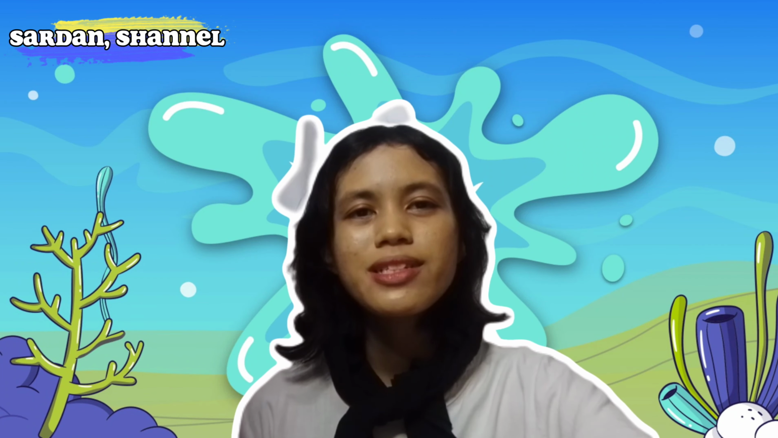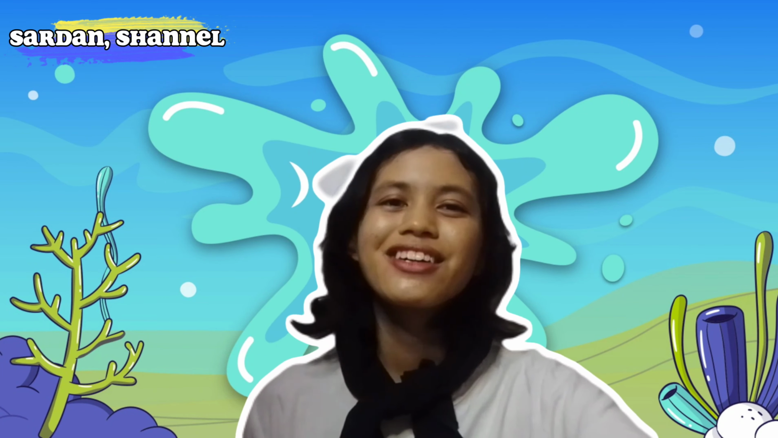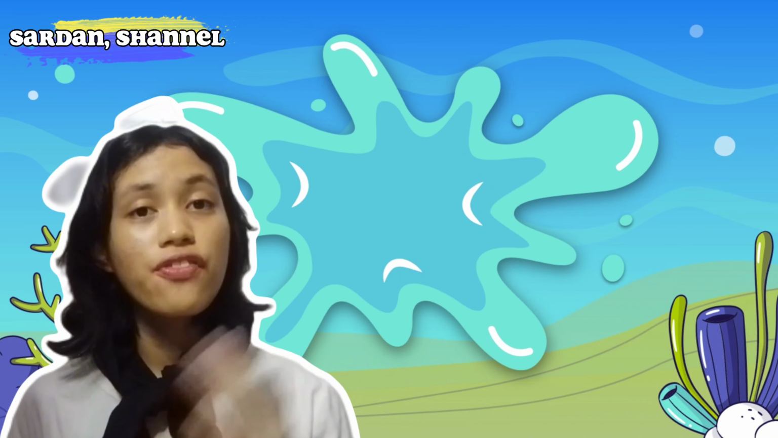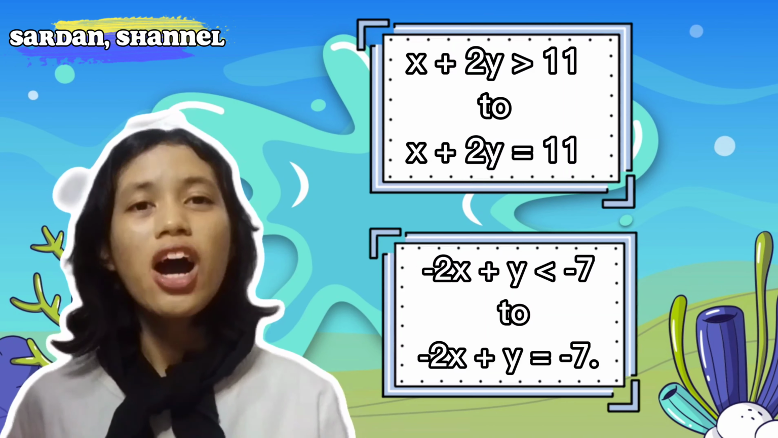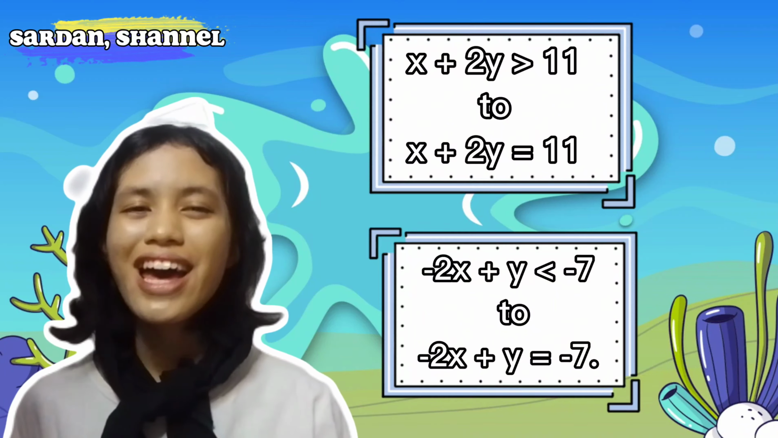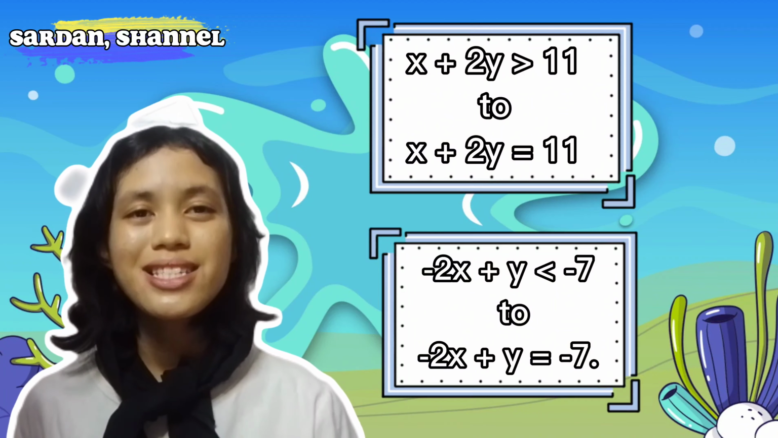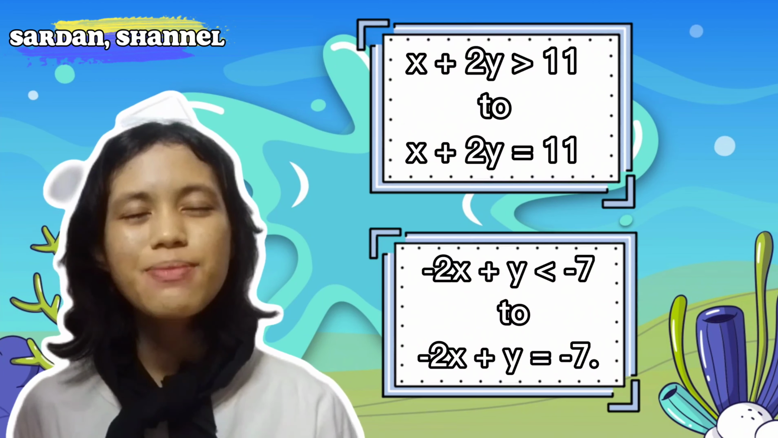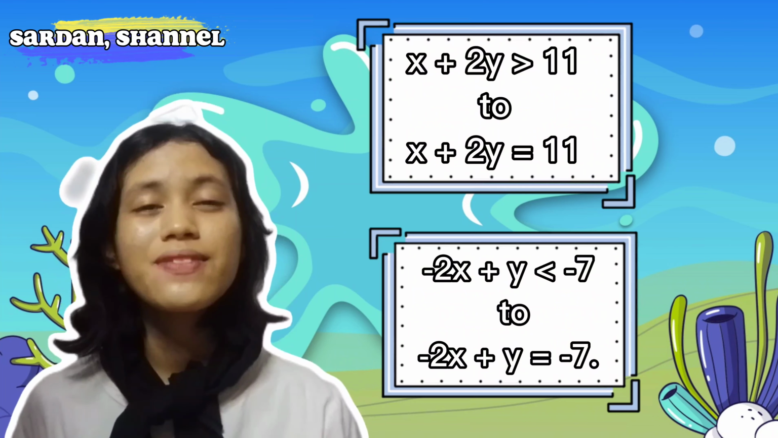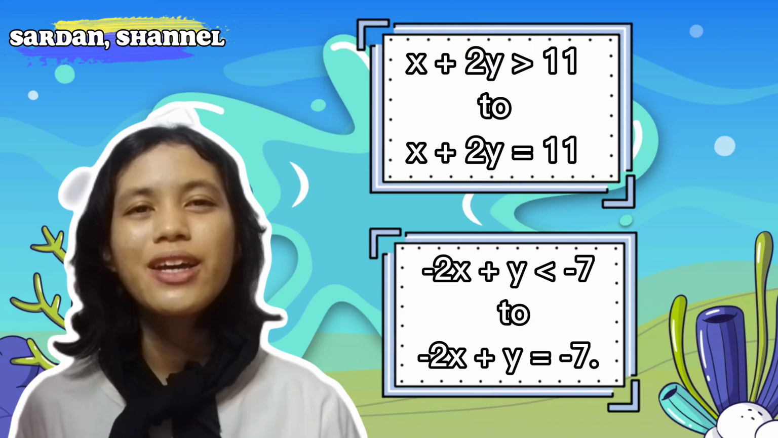Let us try to graph the example Sailors, Roniel, and Israel have given earlier. Let us follow the systematic process of graphing. First is to write the inequality as an equation and solve for its intercepts. We'll now change x plus 2y is greater than 11 to x plus 2y equals 11, and negative 2x plus y is greater than or equal to negative 7 to negative 2x plus y equals negative 7.